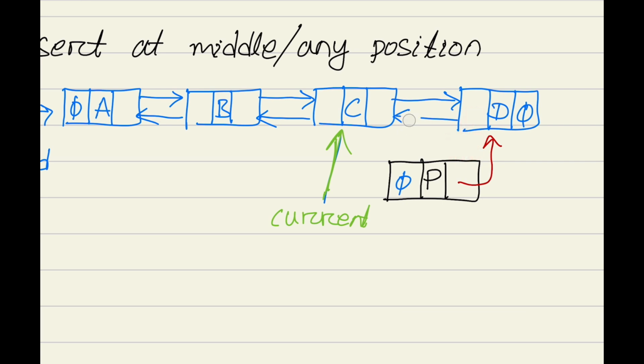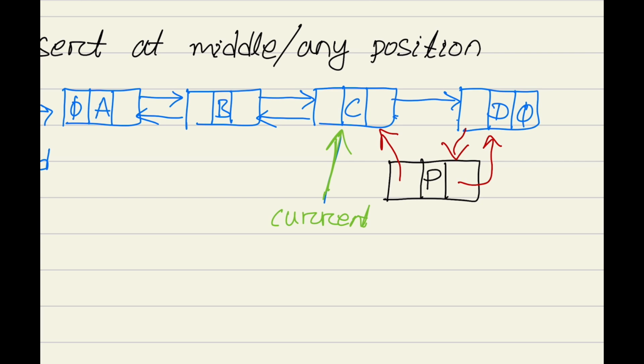So let me remove this part and the previous is going to refer here. Now update the previous of the newly created node. Here you can observe the previous of the newly created node is null. So update the previous node and it is going to refer now to current. So let me remove this one. So it is going to refer to the C or to the current.